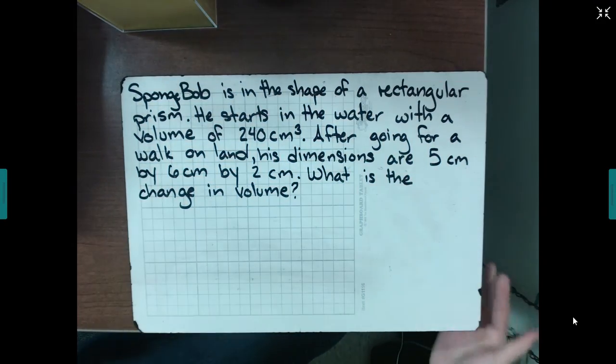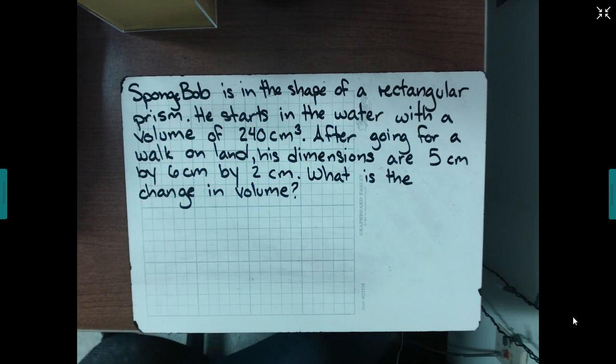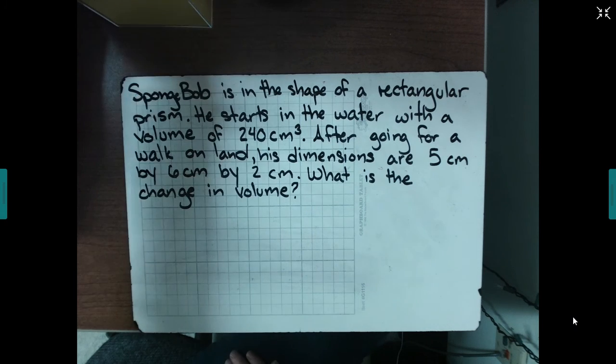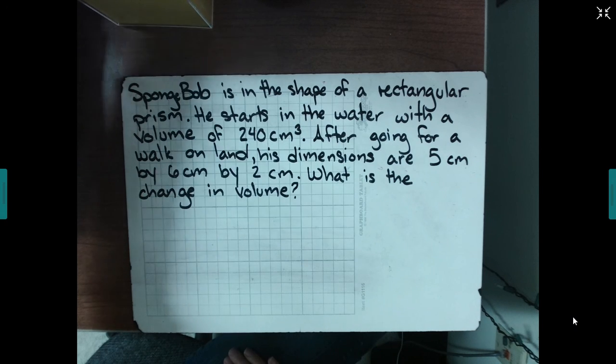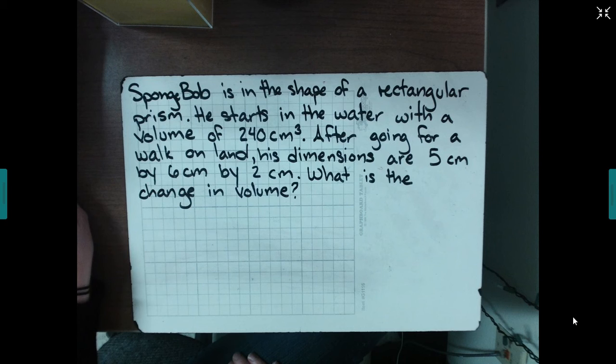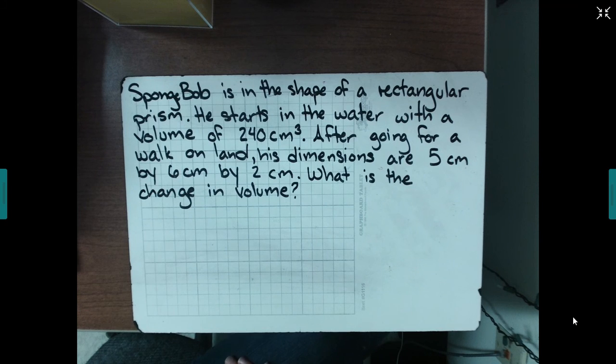So let's go ahead with the first problem. SpongeBob is in the shape of a rectangular prism. He starts in the water with a volume of 240 cubic centimeters. After going for a walk on land, his dimensions are 5 centimeters by 6 centimeters by 2 centimeters. What is the change in volume?